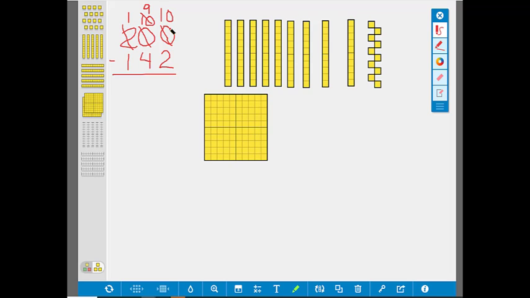Now I'm going to cross off and start doing my subtraction. So starting in the ones place, I'm going to take away 2 ones, and that leaves 1, 2, 3, 4, 5, 6, 7, 8 ones. So I'll write my 8 here. Now I'm going to take away 4 tens from my 9 tens. So here's 1, 2, 3, 4, and that leaves 5 tens. And then finally, I need to take away 100. So that leaves no hundreds. So my answer is 58.